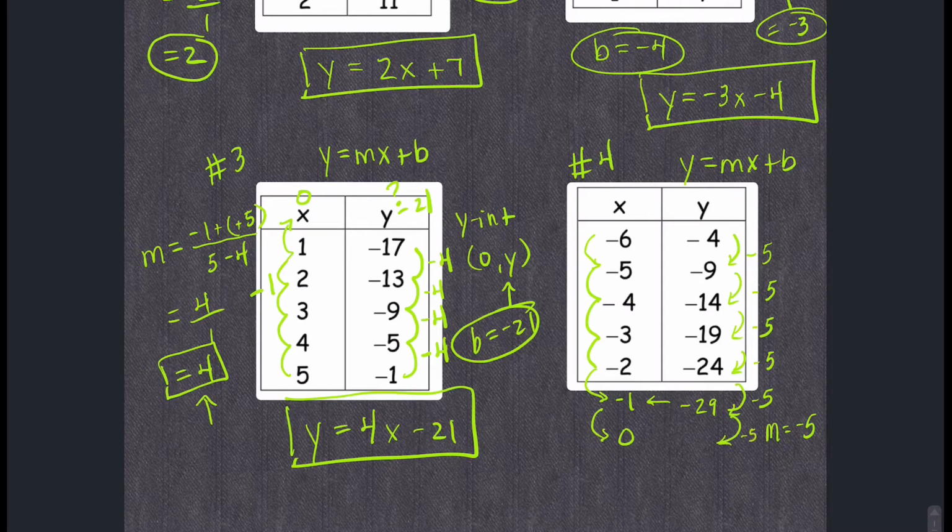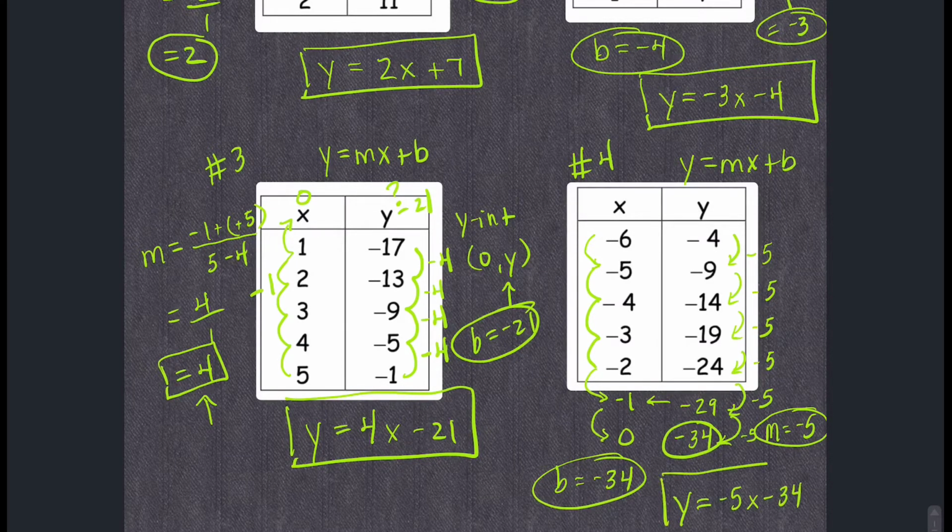And if I subtract 5 again, then -29 minus 5 is -34. So that appears to be our y-intercept. B equals -34. So if I take that and my slope and substitute those into the template, we have y equals -5x minus 34.